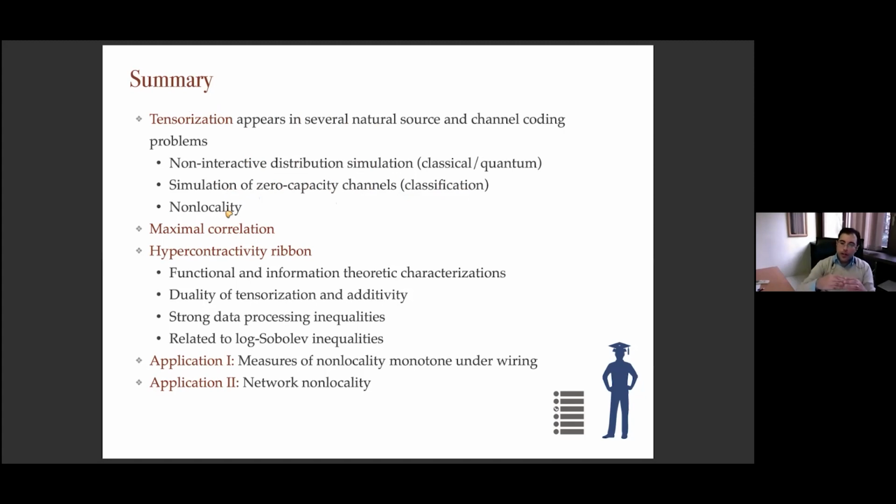The point is that in non-locality also, when you ask about the limit of non-locality, you don't care how much randomness or entanglement is shared between parties. So that's why you need a measure with the tensorization property in order to characterize non-locality. I told you about the maximal correlation and also the hypercontractivity ribbon, and we saw different features of the hypercontractivity ribbon and its relation to maximal correlation. And I briefly told you about two applications, both of them about non-locality.